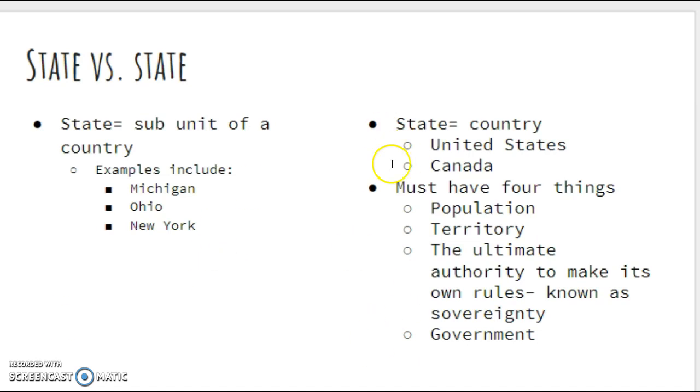Now, you'll notice that according to this definition of a state, Ohio, Michigan, New York would not meet the requirements. Yes, they have a population. Yes, they have a territory, and they even have a government as well. But they do not have the power to make their own rules to some degree. So, yes, they can make some of their own rules, but in some cases they have to listen to the government of the United States and also the Constitution, which is the law of the land.